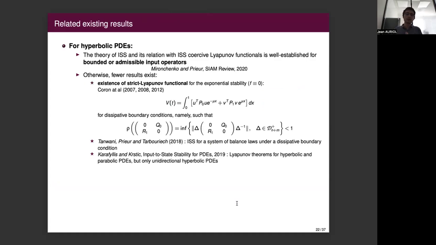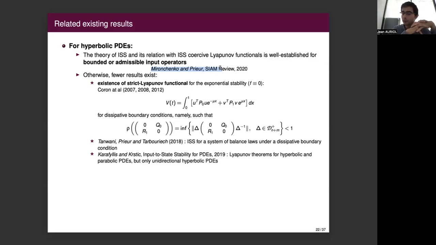So there are a lot of results in the literature, and the theory of ISS and its relation with ISS coercive Lyapunov functionals is well established for bounded or admissible operators. I refer you to the really nice survey by André and Christophe Prieur. But otherwise, fewer results exist.